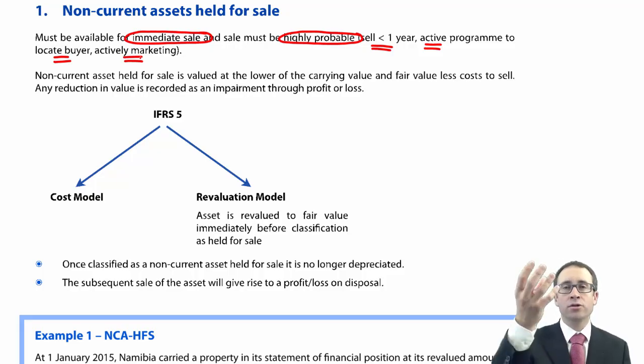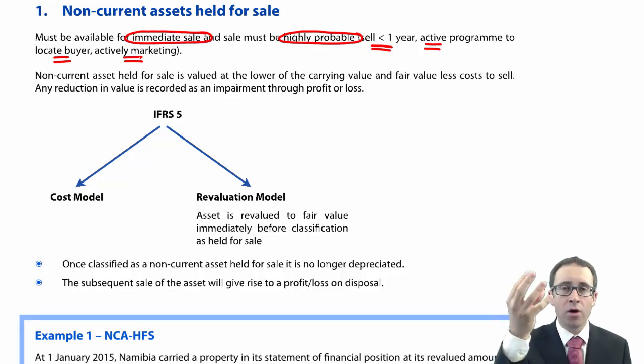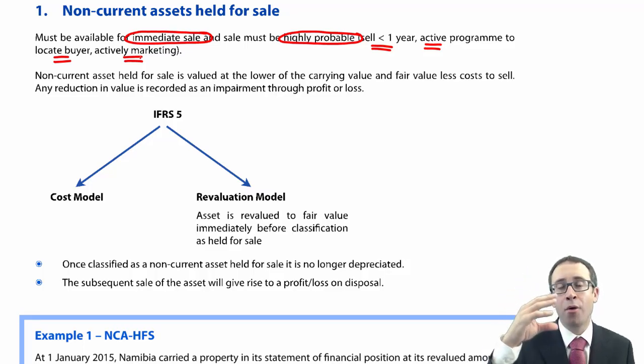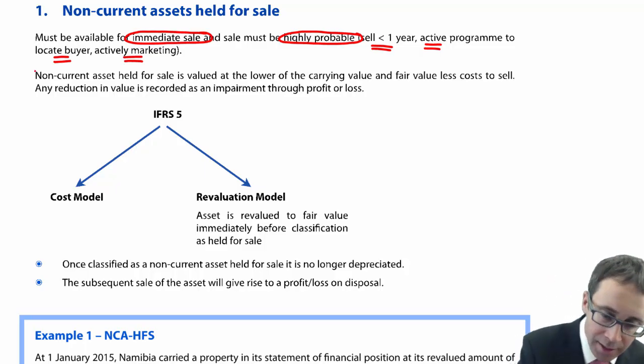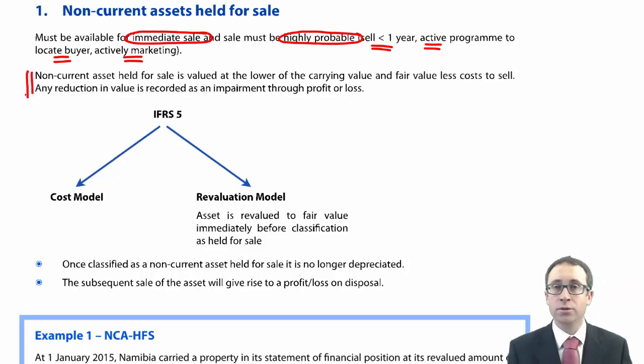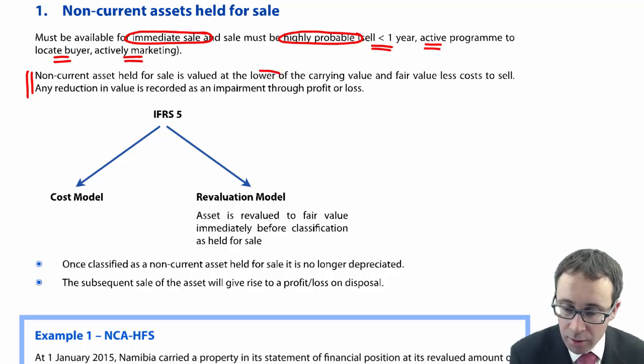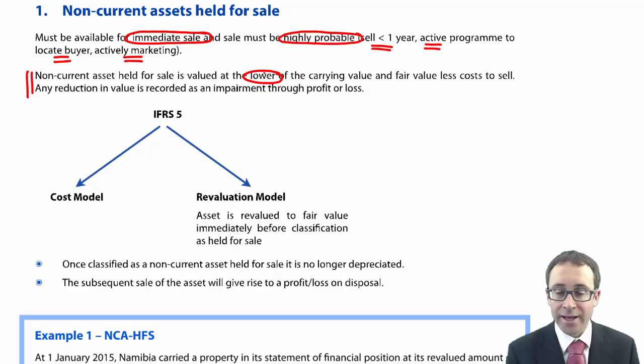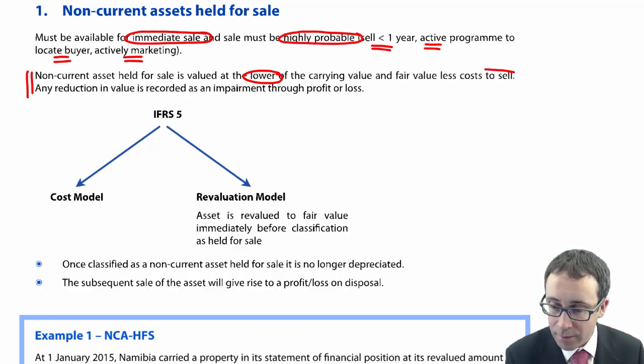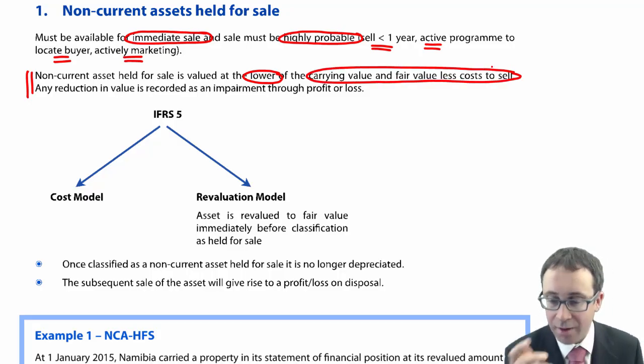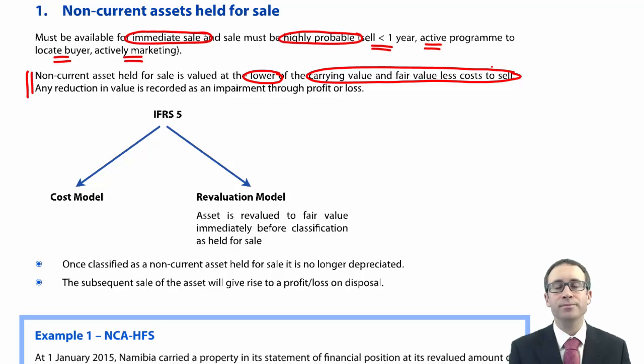The key issue there is that you're going to remove this asset from the non-current assets at its carrying value. So what do we then put it at in your non-current assets held for sale? Well, there are rules, and it comes to the world of prudence, because what we're going to do there is put it in at the lower of its carrying value and fair value less cost to sell.